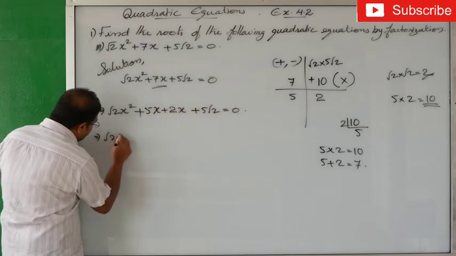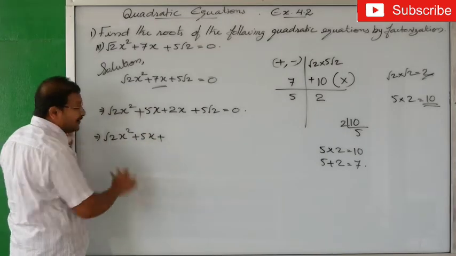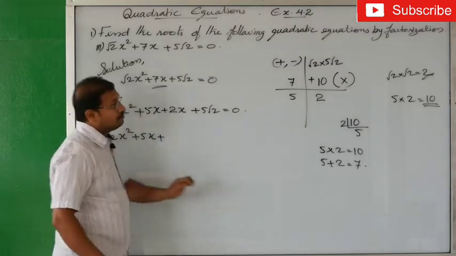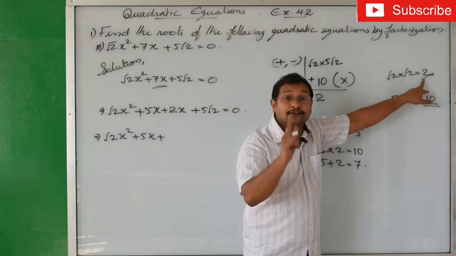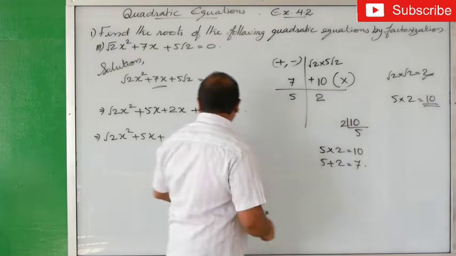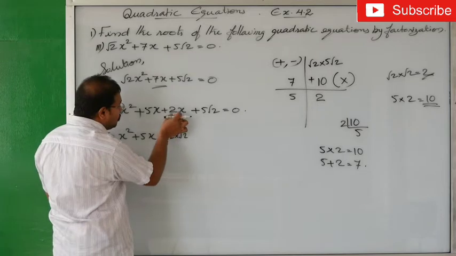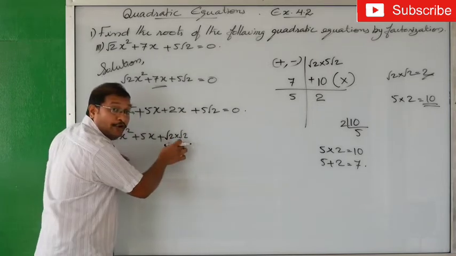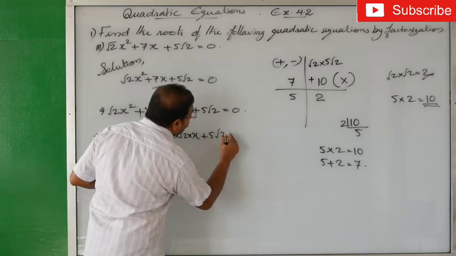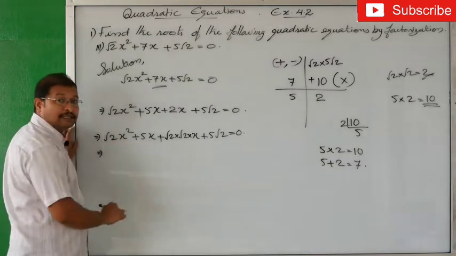This implies root 2x square plus 5x plus. Actually here itself we can take the common, but I will do one more step. Ready? We know that root 2 into root 2 is 2. So in place of 2, what can you write? Root 2 into root 2. So we'll write here root 2 into root 2 into x plus 5 root 2 equal to 0. This implies from these two, I am going to take common.